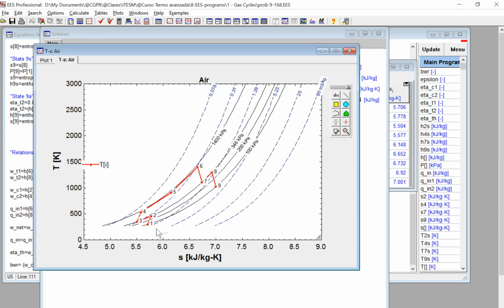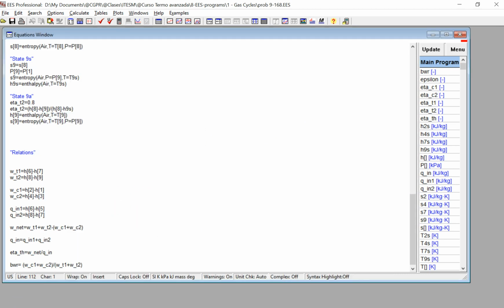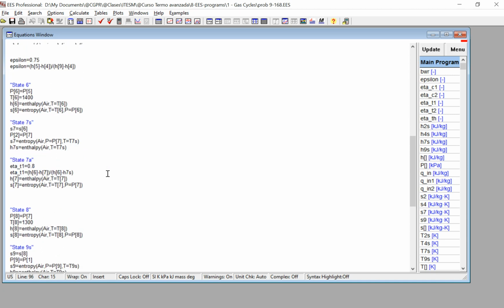Okay, so I have my cycle. Notice that these lines are not vertical because I don't have an isentropic process, but I have actual processes. Finally, I'm going to show you how to create a parametric table. A parametric table will be a table in which I will change one parameter.